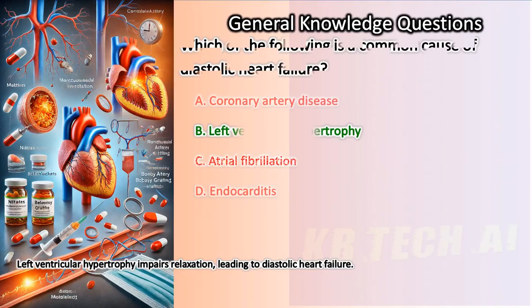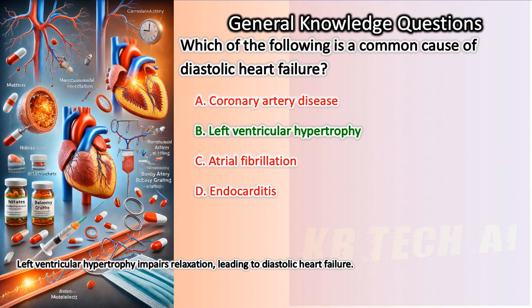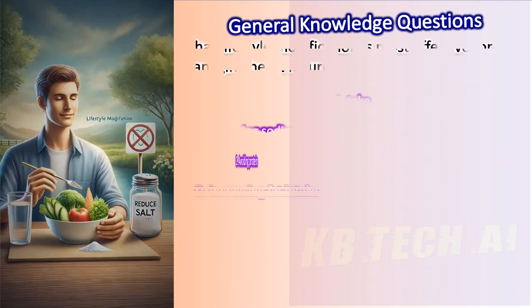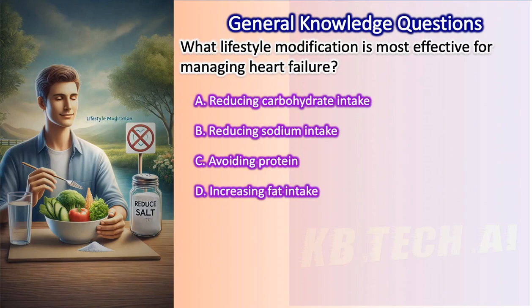The answer is option 2. Left ventricular hypertrophy. What lifestyle modification is most effective for managing heart failure? Option 1. Reducing carbohydrate intake. Option 2. Reducing sodium intake. Option 3. Avoiding protein. Option 4. Increasing fat intake.